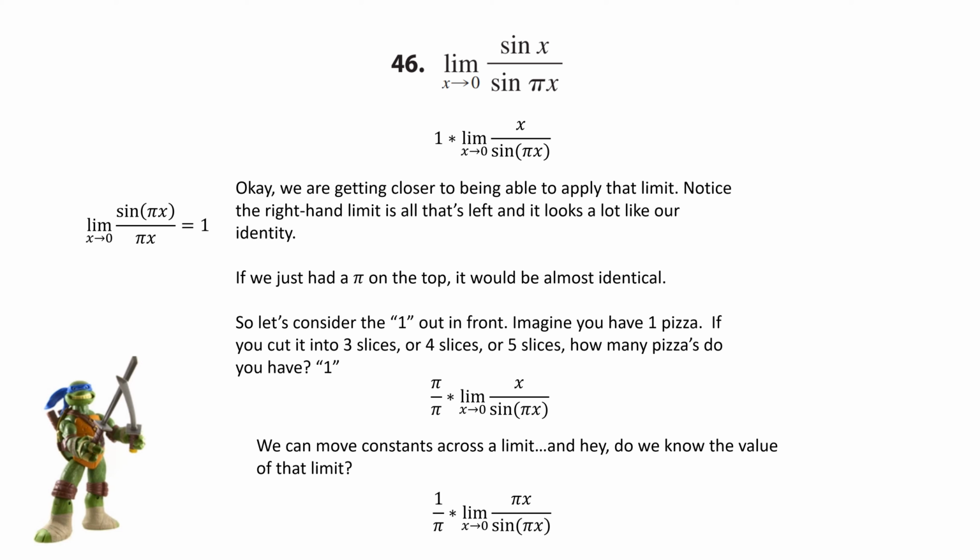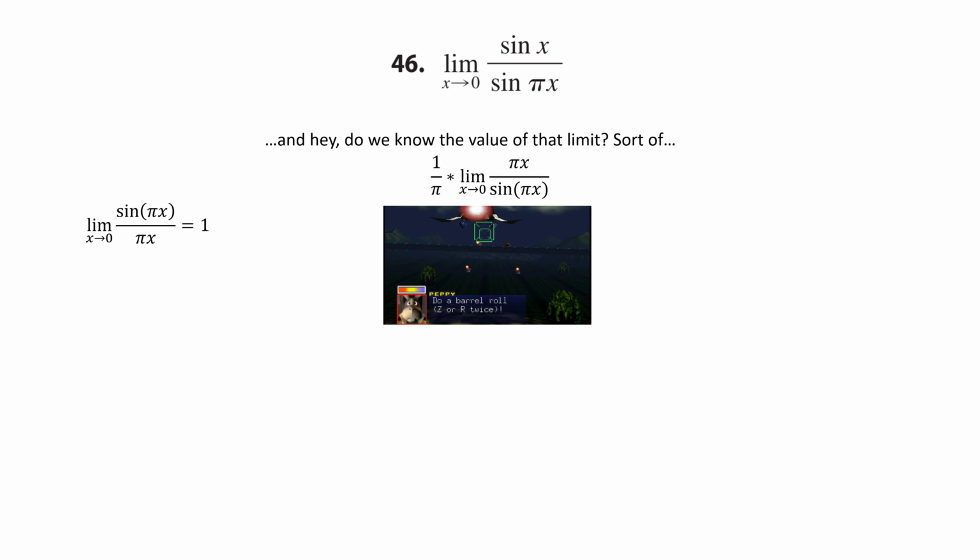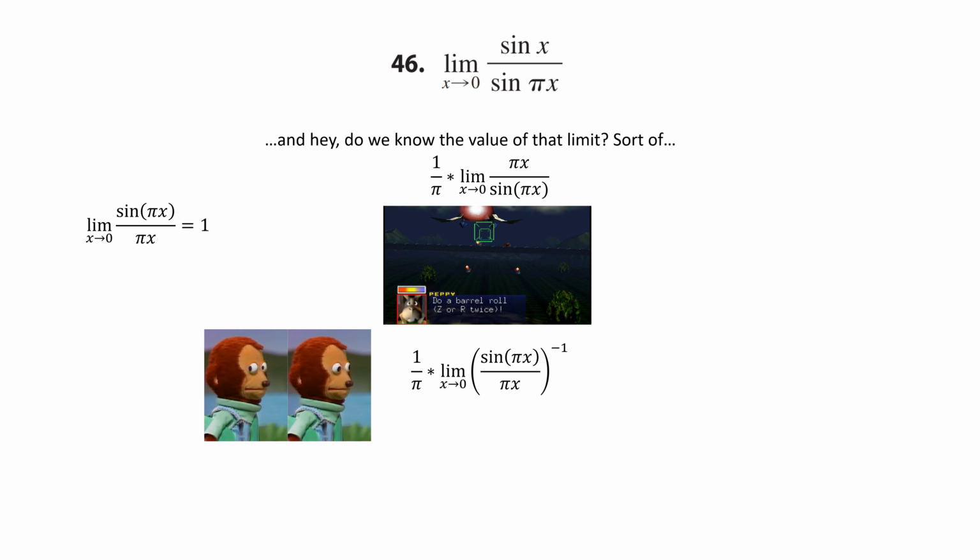And hey, what do you know? Do we know the value of this limit? Sort of. The problem is it's flipped upside down when you compare it to our limit. So I'm going to pull out a meme here, and we're going to perform a barrel roll. All we're going to do is flip the fraction by raising it to the power of -1. That's one of those math tricks you should keep in your bag that you can pull out on a test. And so we'll just pretend we did that here.